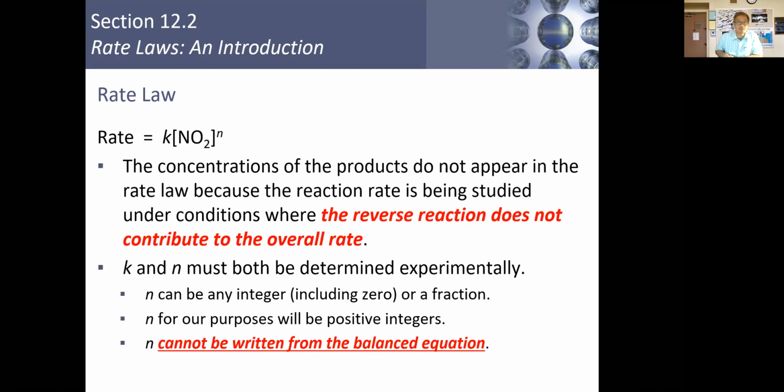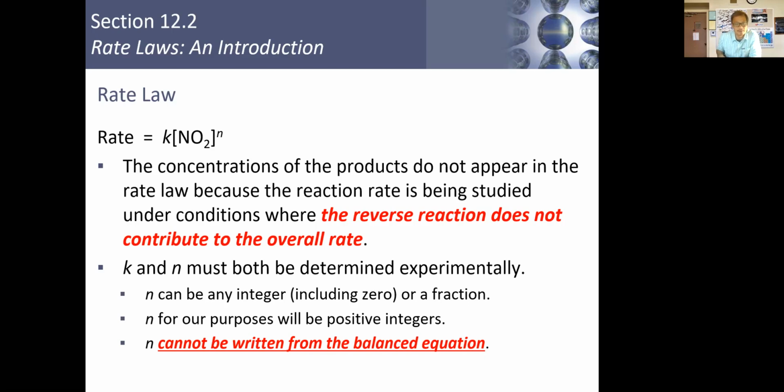Okay, so with this rate law, like I said, we don't want the reverse reaction to occur. The values that we will use for the rate constant, which is K, and for the order, which is N, are experimentally derived. They are not taken from the balanced equation. Now, is there a relationship between the balanced equation, the coefficients, and the rates themselves? Yes, we just saw that.